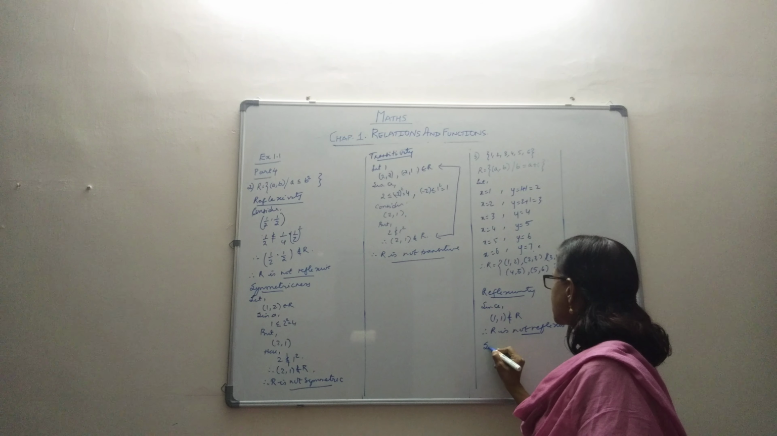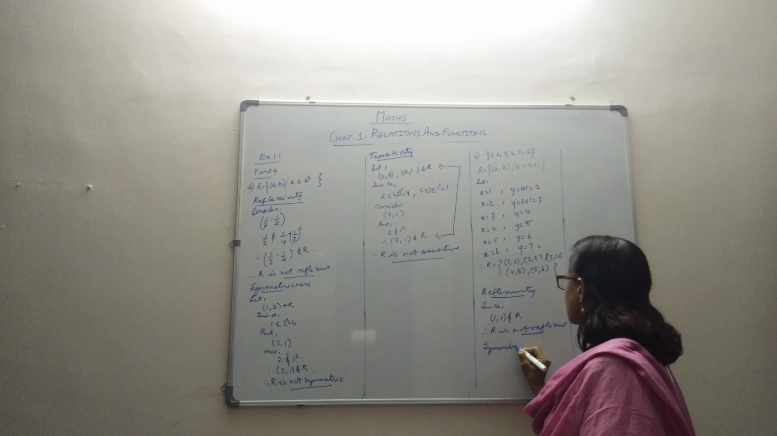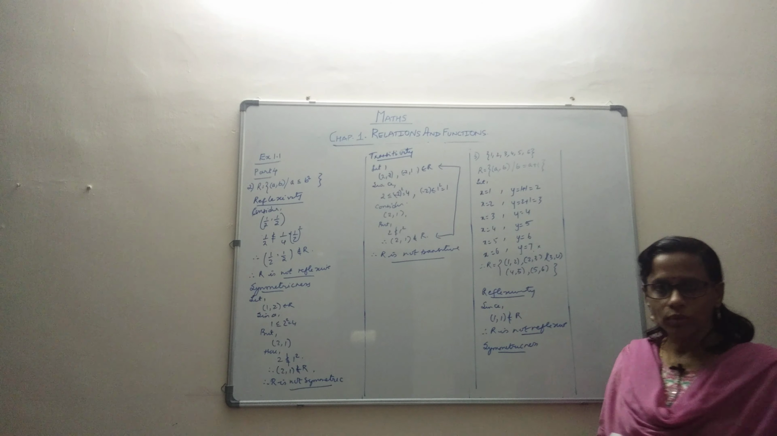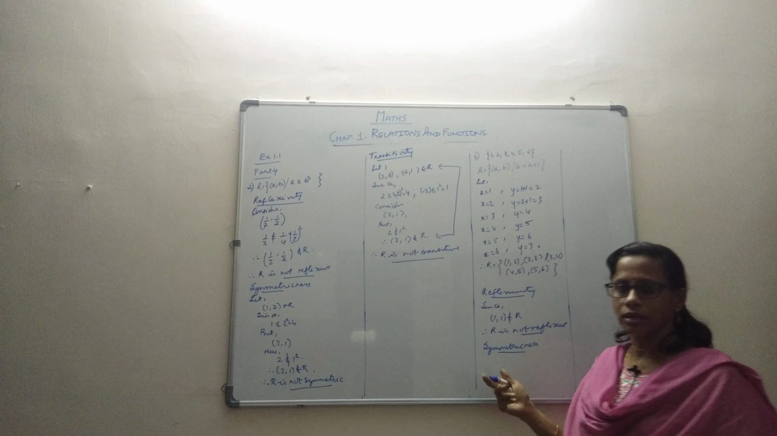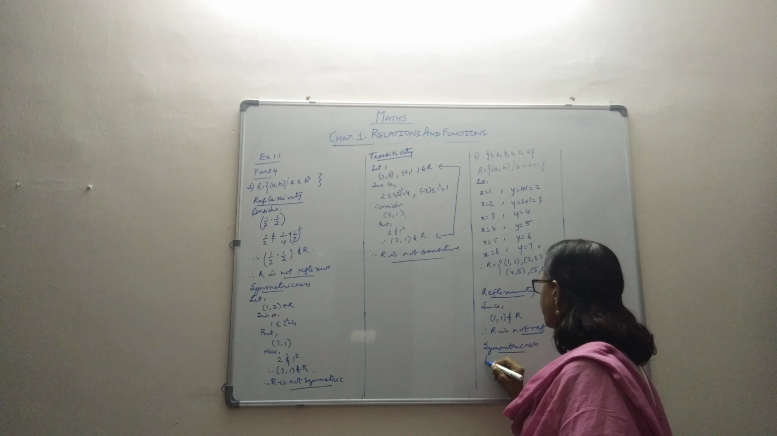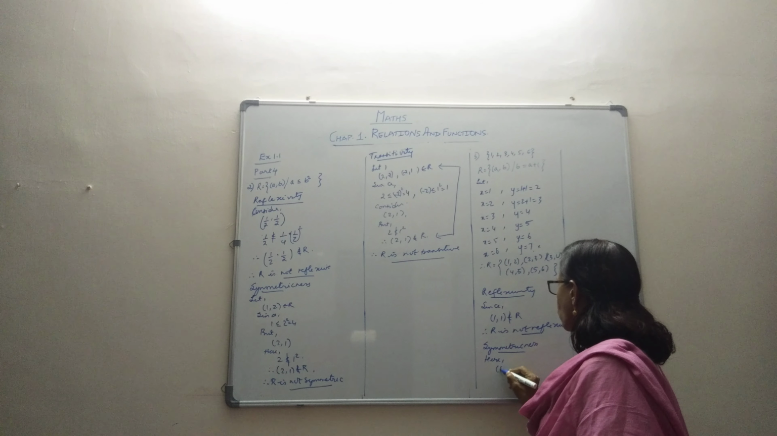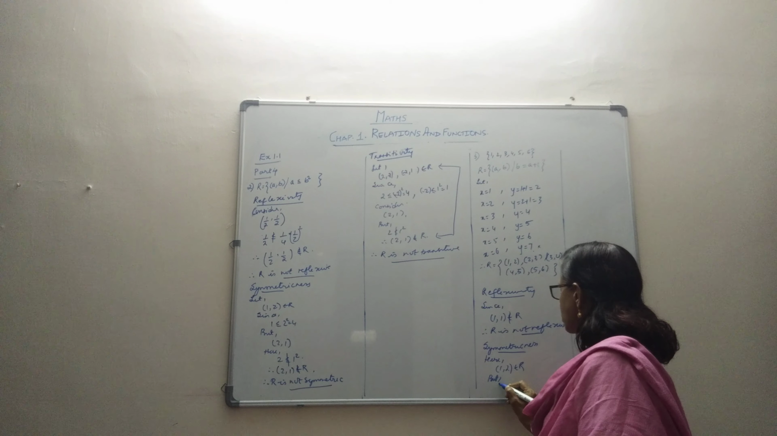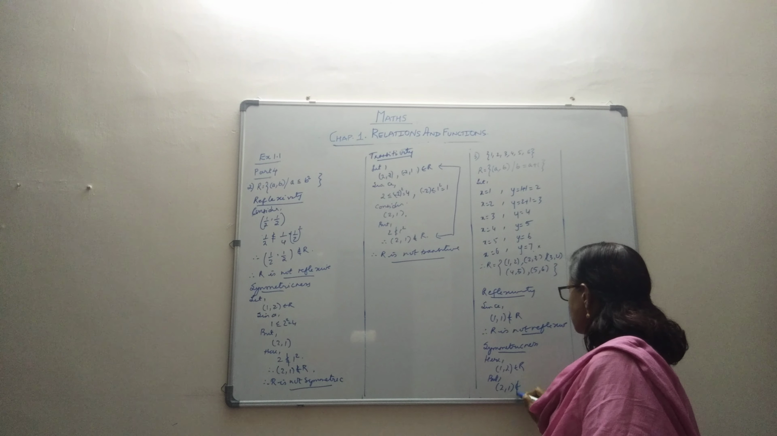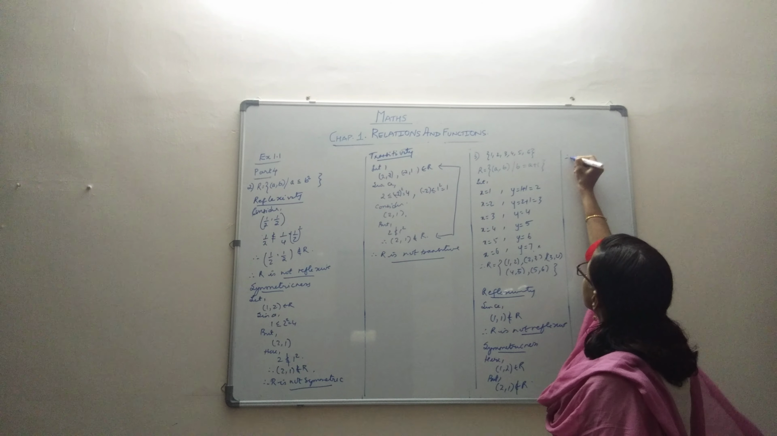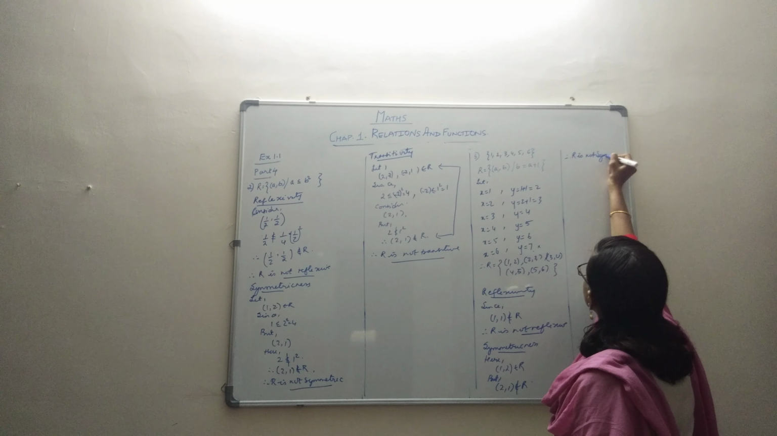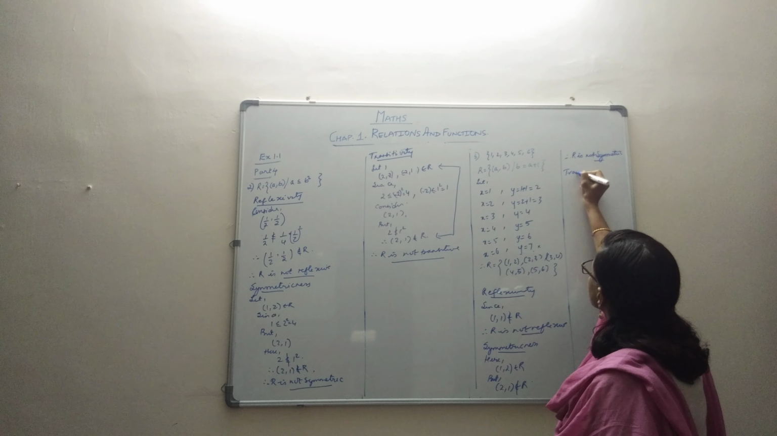Then symmetry. (1, 2) is belonging, whether (2, 1) is belonging? Not there. Simple, right? Here (1, 2) belongs to R, but (2, 1) doesn't belong to R, so R is not symmetric. Right? Then we'll check for transitivity also.